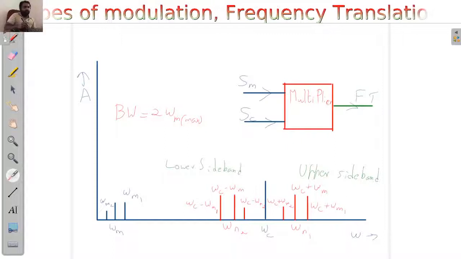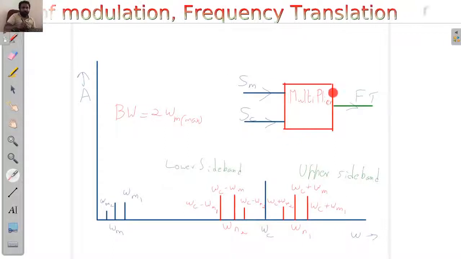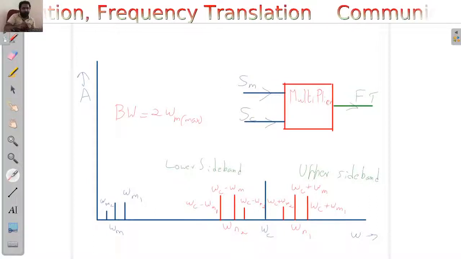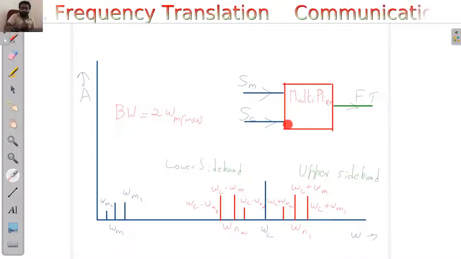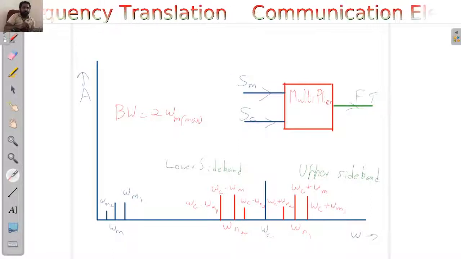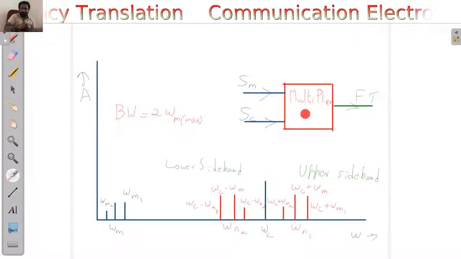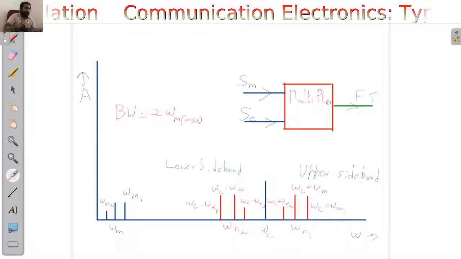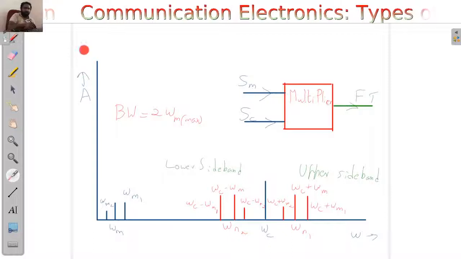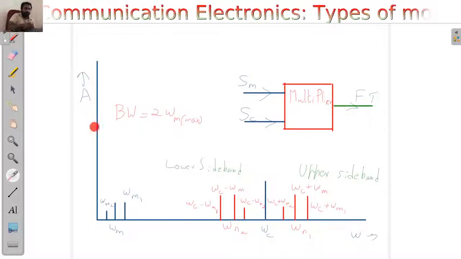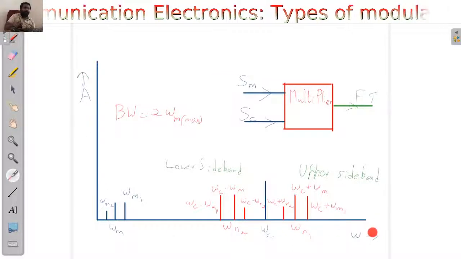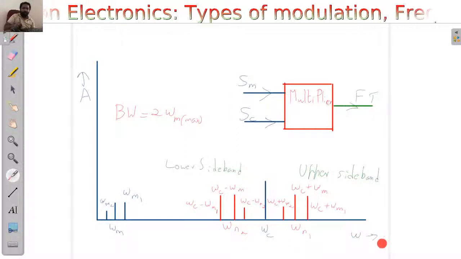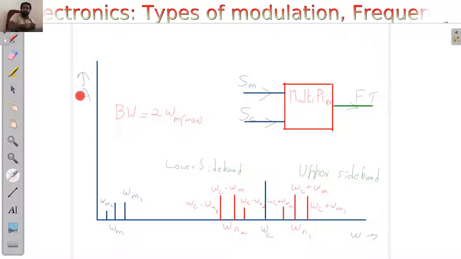Okay, let's consider a multiplier where you have a box into which you can give two inputs. One is your message signal, the other one is a carrier signal. So when you give these two signals, it gets multiplied inside this multiplier and you get the frequency translated output. So let's consider plotting that input and output on a spectral chart. This is a chart where you have omega frequency on the x-axis and amplitude on the y-axis.